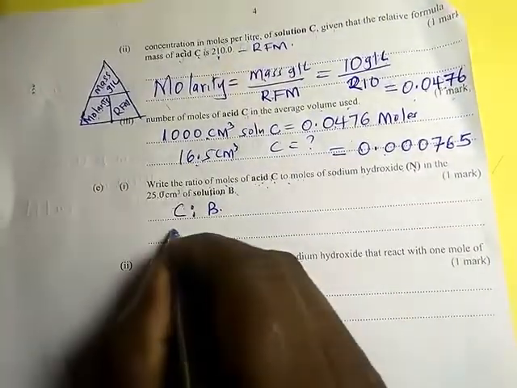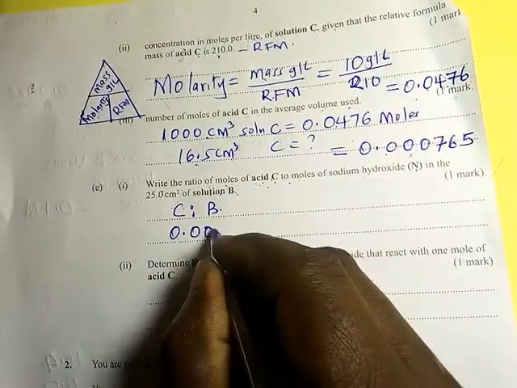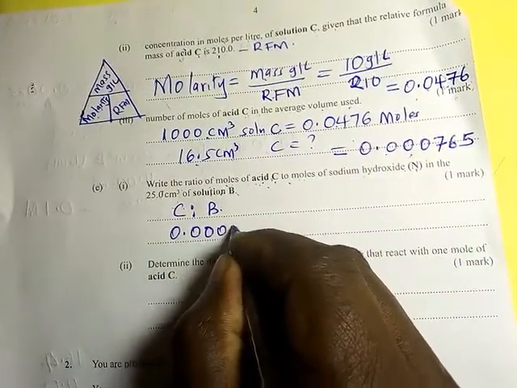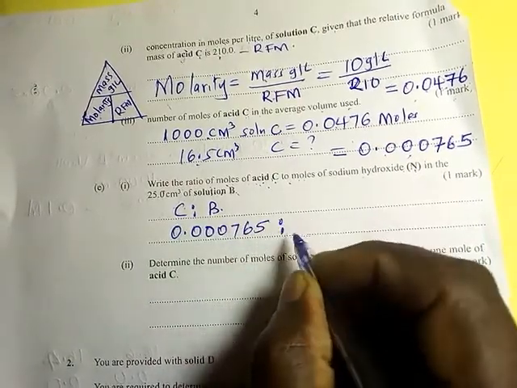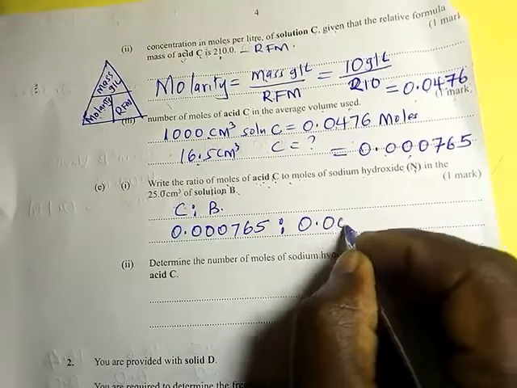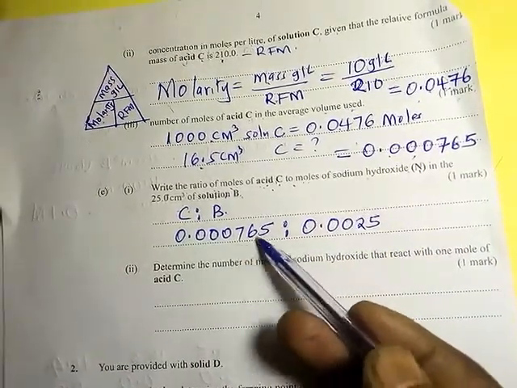So this one is 0.000765 to 0.0025. That was just writing the ratio.